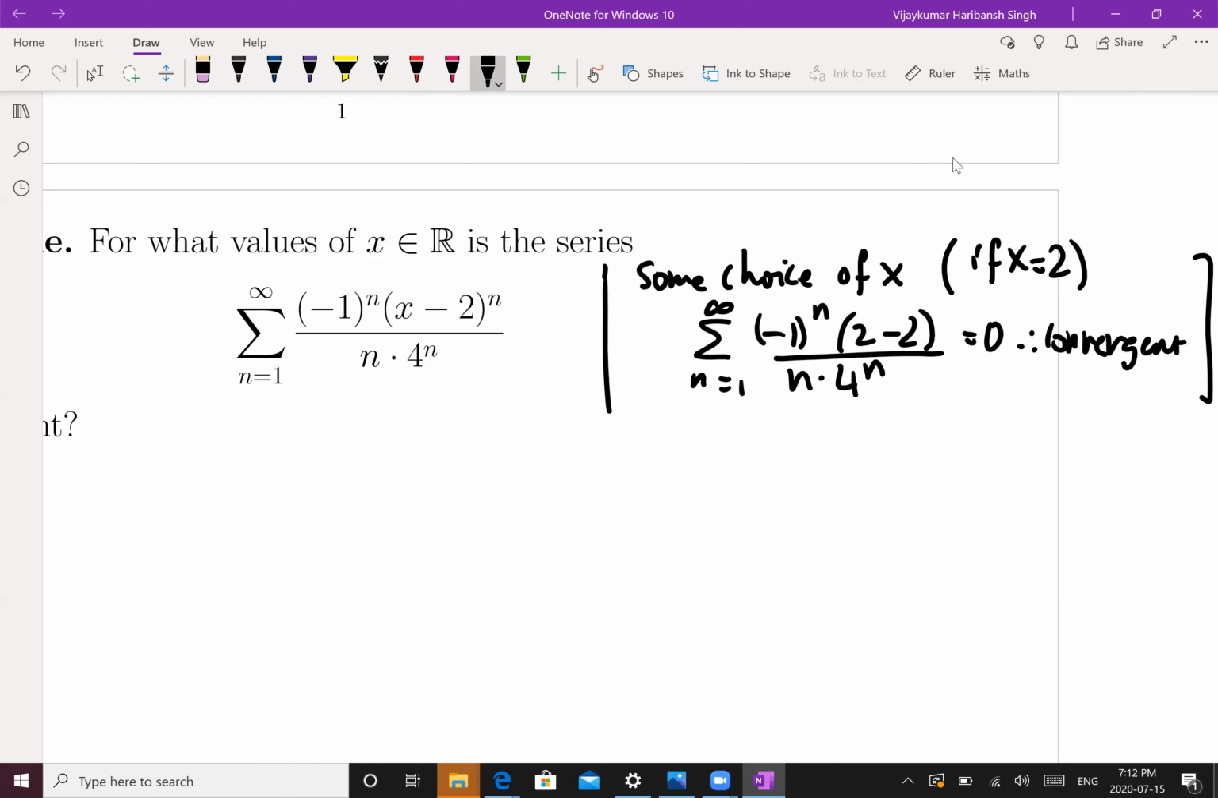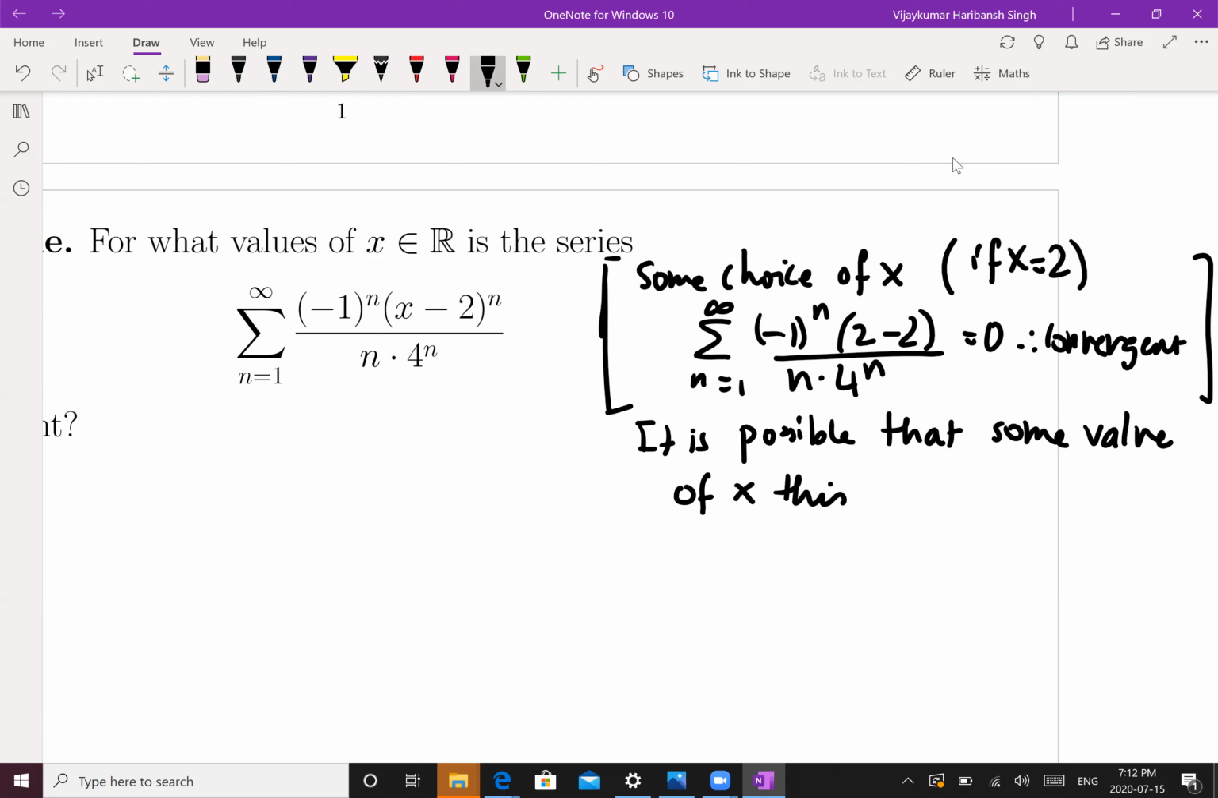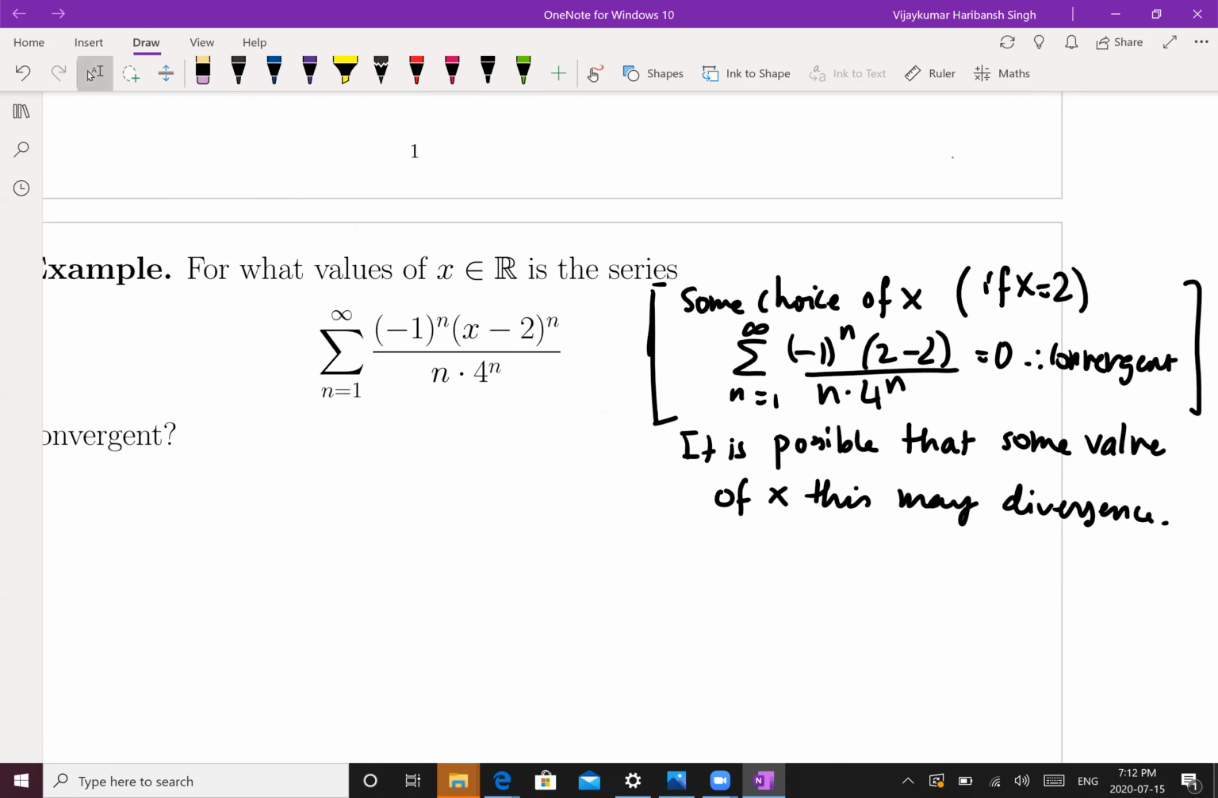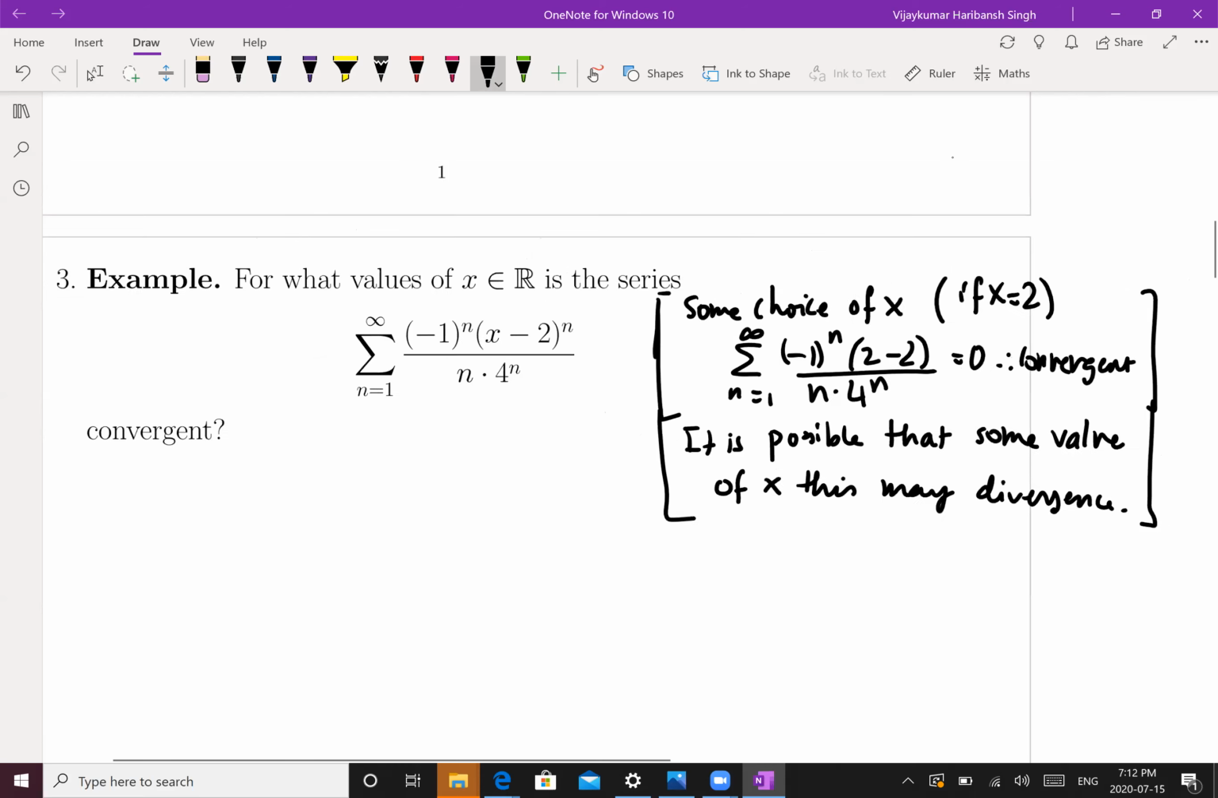And it is possible that for some value of x, this may diverge. It depends on the series. Depending on the series, for some values of x it may diverge. So we want to decide on this. How do you decide this? We'll use the ratio test.